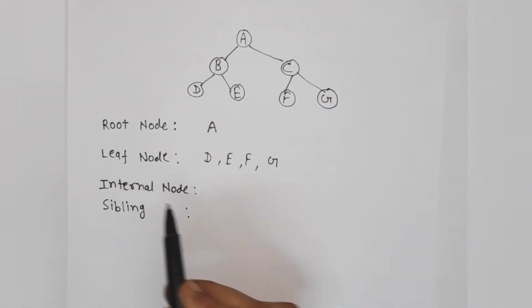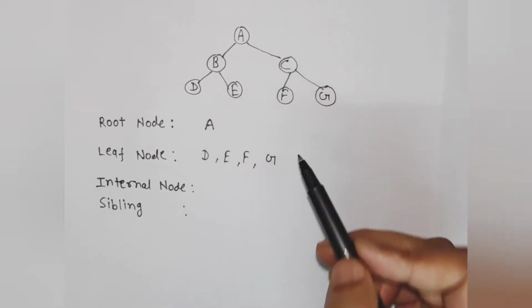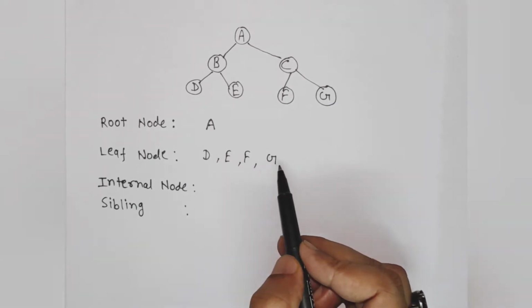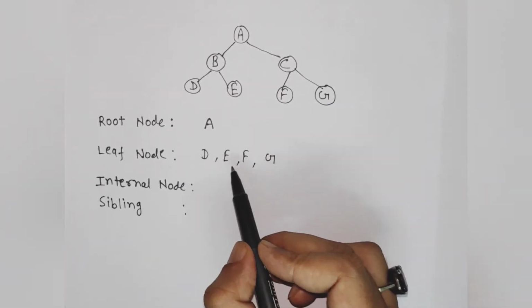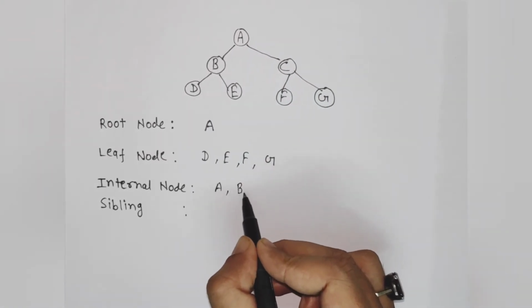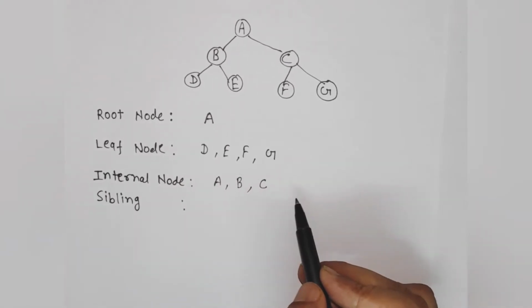Now let's see what is internal node. So other than leaf nodes, all the nodes are internal nodes. So here D, E, F, G are our leaf nodes, and other than D, E, F, G we have A, B and C. So these are our internal nodes.